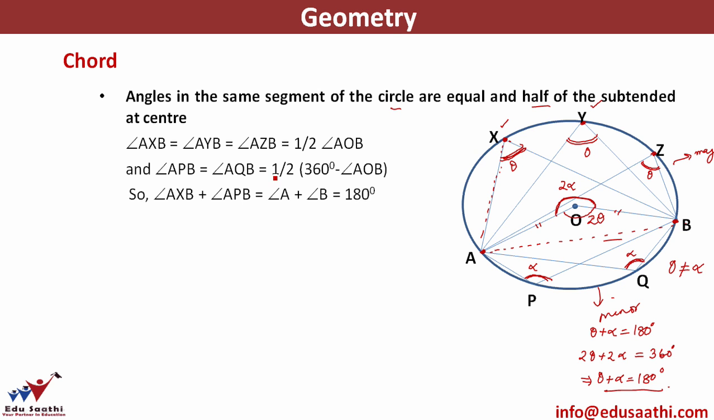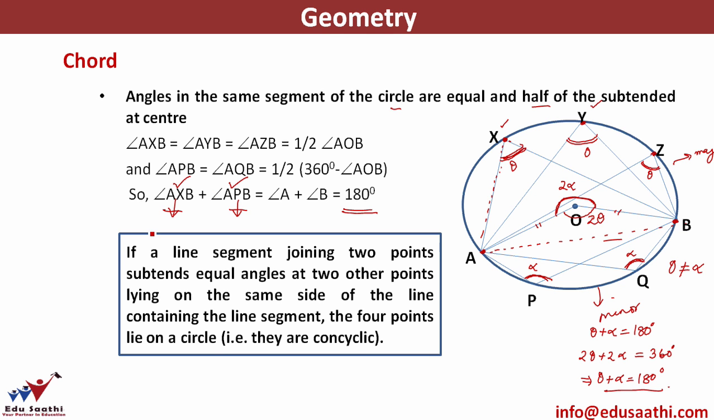So the angles that are subtended add up to 180 degrees. So AXB plus APB, which are the angles subtended in the major and in the minor segments, one angle is in the major, another one is in the minor. They are always supplementary. The angles which they form in the two segments are always supplementary.